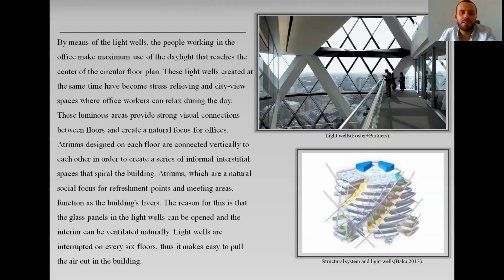Atrium designs on each floor are connected vertically to each other in order to create a series of informal interstitial spaces that spiral up the building. Light wells are placed every 6 floors, which makes it easy to cool the air out in the building.